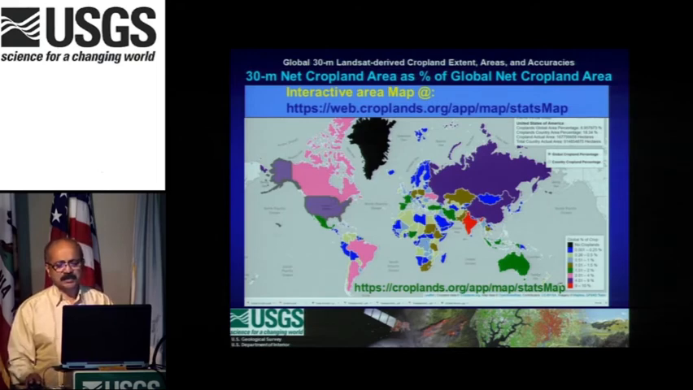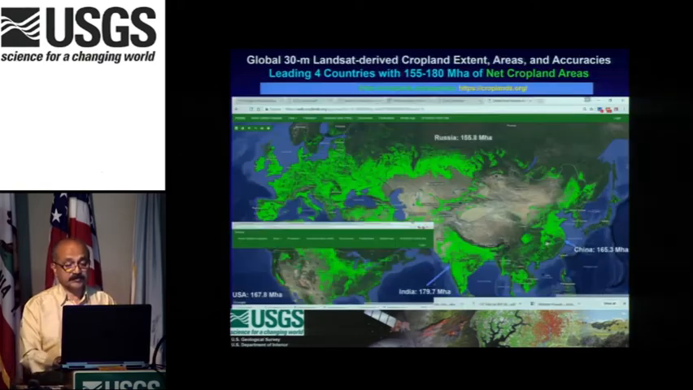And if you look at the world, look at the top countries. India has, for example, 180 million hectares of net cropland area. This is net, not the gross cropland area, which is how many times you grow a crop, maybe 1 time, 2 times, 3 times in some places in the world. And the US, China and Russia are the other big countries in terms of cropland area.